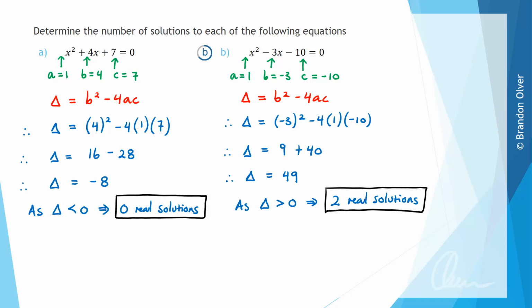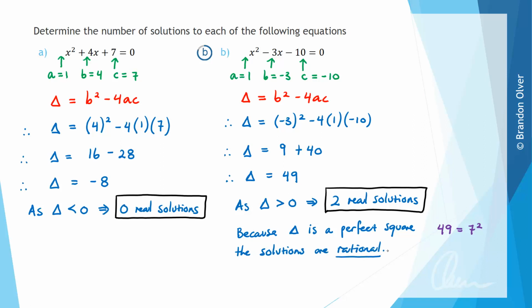However, we're also going to just touch base on the nature of the solutions. So because delta, the discriminant, is a perfect square, so that is that 49 can be written as 7 squared. So 49, the discriminant's value, is a perfect square. The solutions that we get are rational. And by rational, we mean that it is a non-surd value, essentially, for questions like this.